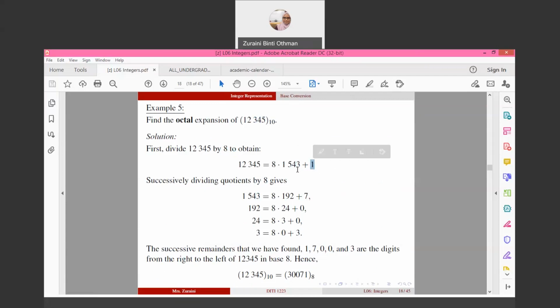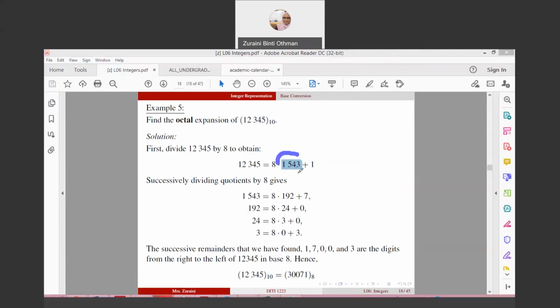Then, divide again our value here. Put it below. Okay, we take this value and put it down. So we divide it by 8 again. So we found 192 with remainder 7. Then bring 192 to the front. Then we divide by 8 again. Then we found that the remainder is 0 for 24. Then we put 24 in front. And repeat the process, we found that the remainder is also 0 until we get the value here.